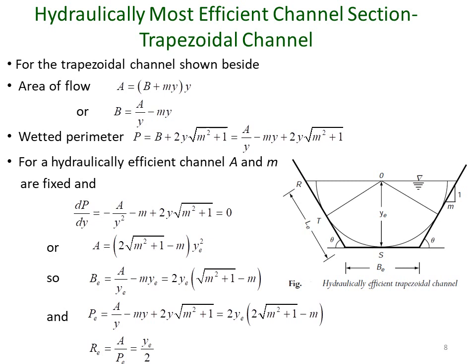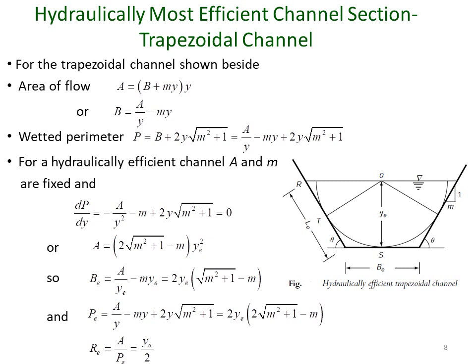Next, we take an example of a trapezoidal channel. A trapezoidal channel has been shown on your right, and for this trapezoidal channel, note here that the area of flow is given by A equals (B plus my) into y, or B can be written as A by y minus my. So the wetted perimeter P can be written, by substituting the values, as P equals A by y minus my plus 2y into root under m squared plus 1.